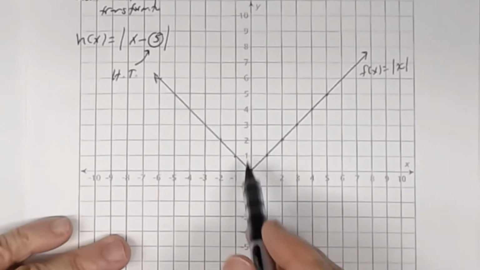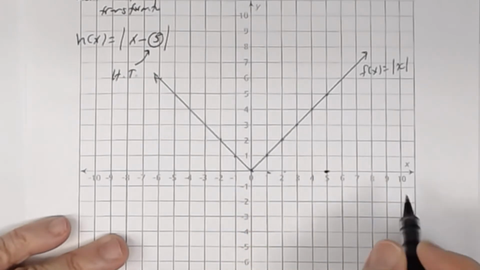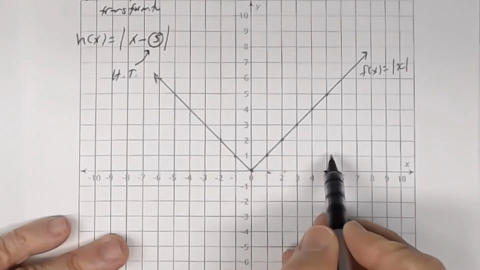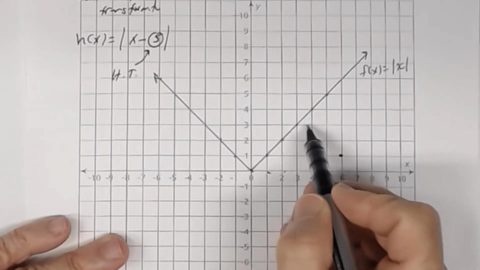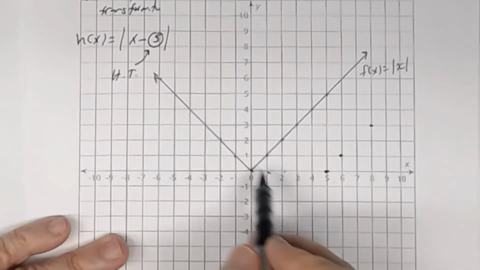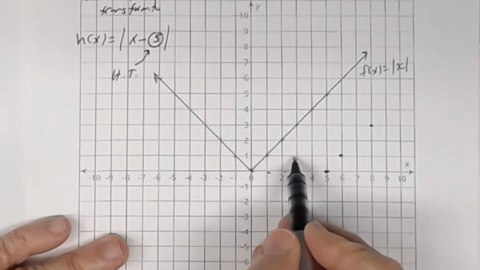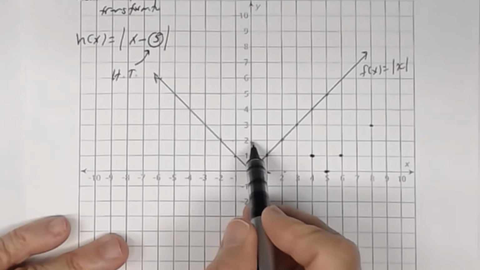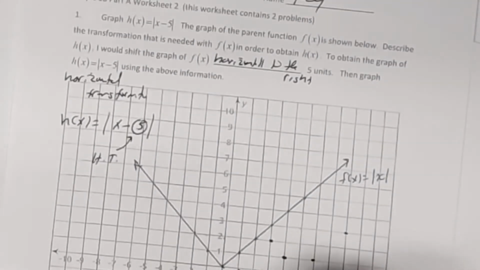So always start with the vertex of the absolute value. 1, 2, 3, 4, 5. Okay, at that point. Look at this one. 1, 2, 3, 4, 5. Let's use this point. 1, 2, 3, 4, 5. Okay, let's go in that other ray now. 5 units to the right. 1, 2, 3, 4, 5. And then let's do this one. 1, 2, 3, 4, 5. And that's enough. So we can just graph now.